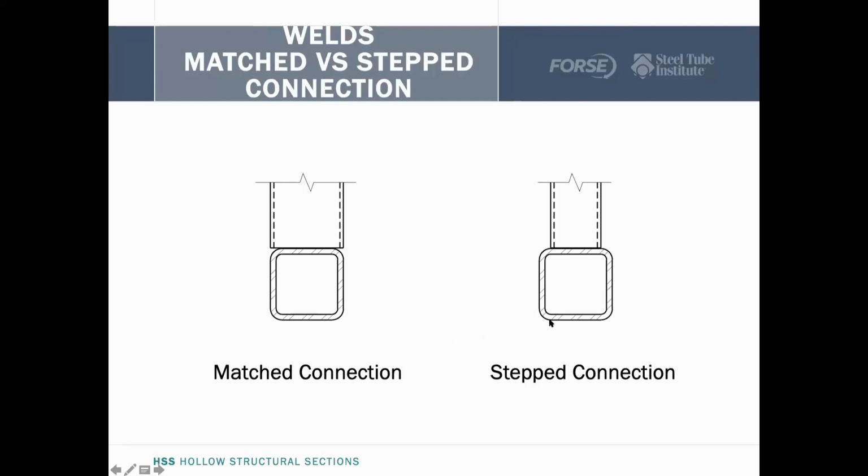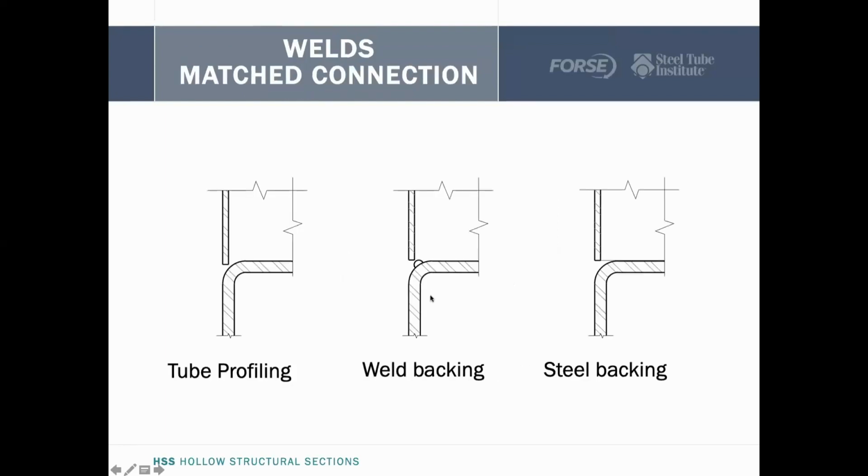A step connection would be where I'm able to land the branch member on the flat of the tube. The flat being the overall width of the tube, the B dimension, minus about 4T. So we average the corner radius to be about 2 times the thickness of the tube. You can see that if we can land it on the chord member on the flat, then we can get away with a fillet weld, which is going to be much more efficient and much less expensive than the flare bevel groove weld that we end up with on the sides of the matched type connection. And you can see that here.